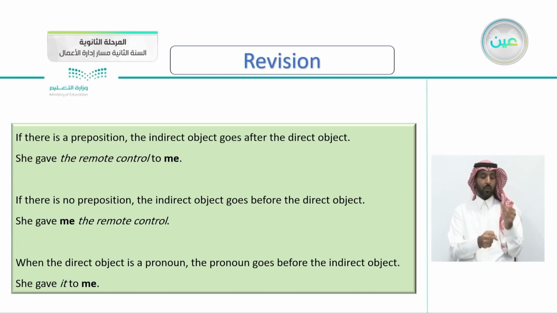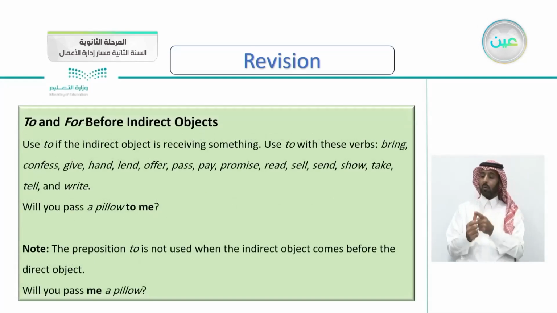She gave the remote control to me. If there's no preposition, like to or for, the indirect object goes before the direct object. She gave me, so me here is the indirect object, the remote control, which is the direct object. When the direct object is a pronoun, the pronoun goes before the indirect object. She gave it to me.